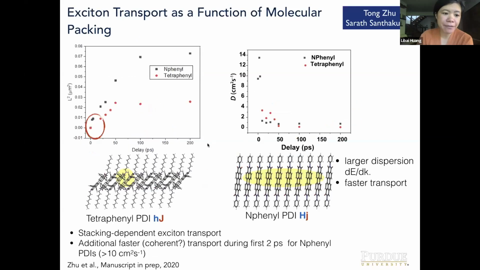So indeed, we do see quite a bit of difference between these two different aggregates, especially at a very early time, before 10 picoseconds. The N-phenyl aggregates, which have more delocalized excitons, have a very high diffusion constant, around 10 centimeters squared per second, versus the tetraphenyl, which is around 2. So indeed, this kind of strategy seems to work.